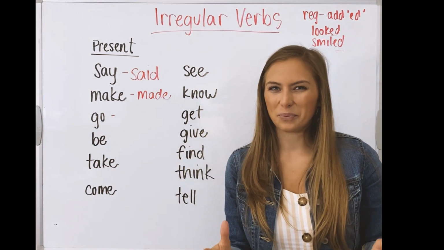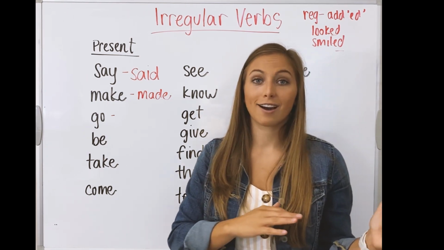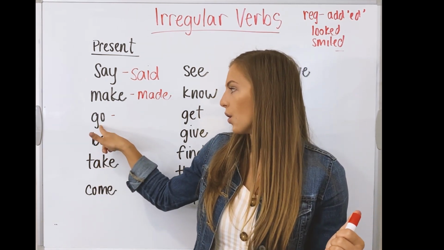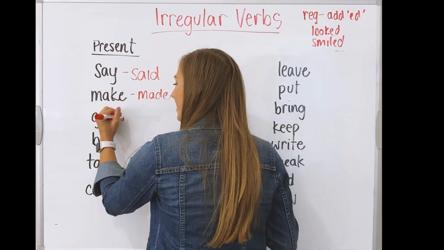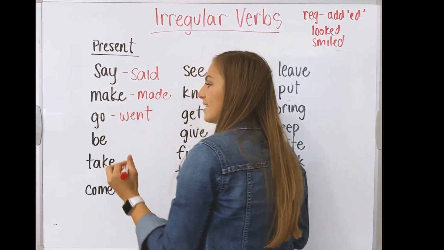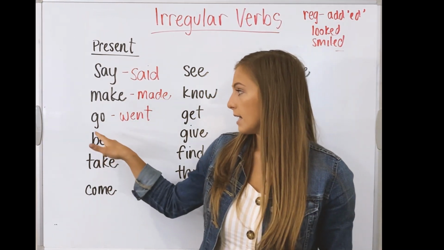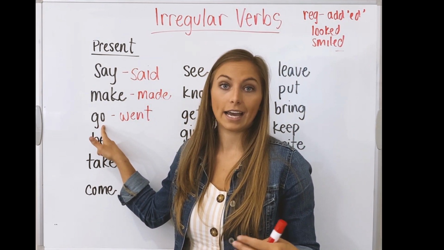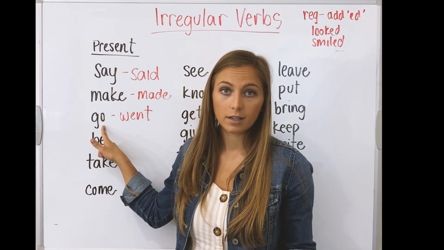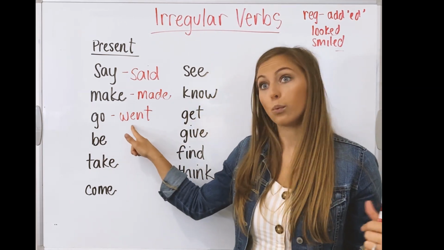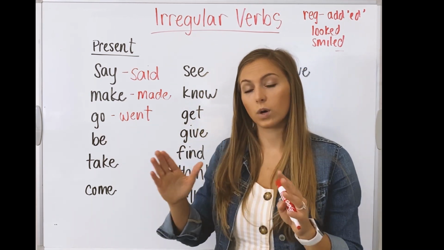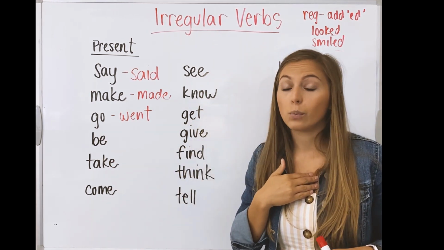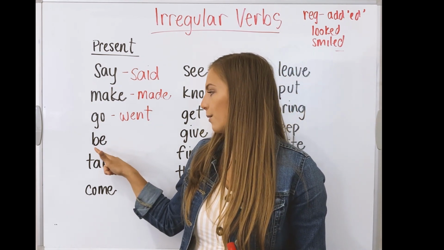All right, next, go. Go is a weird one, and it changes the word completely. So go in the past tense is, do you know it? Went, went, all right? You might say, I go shopping every week. Well, yesterday I went shopping, right? So it changes the word completely. Yesterday I went shopping.